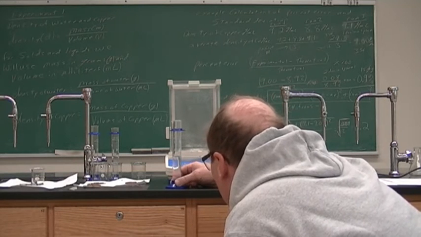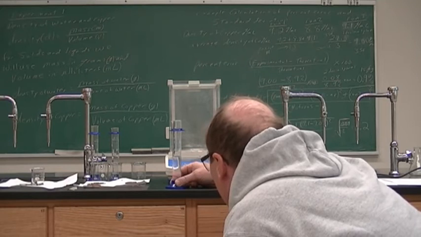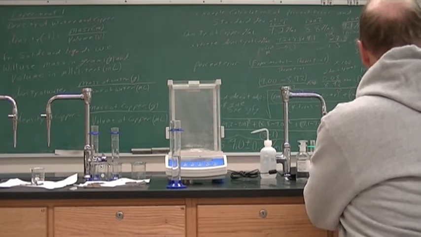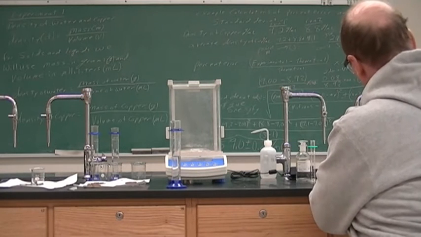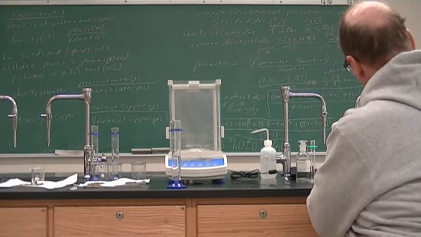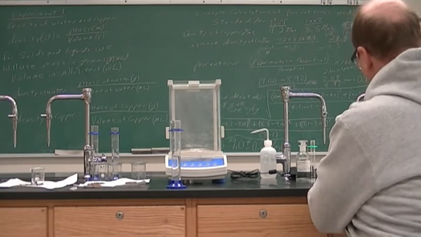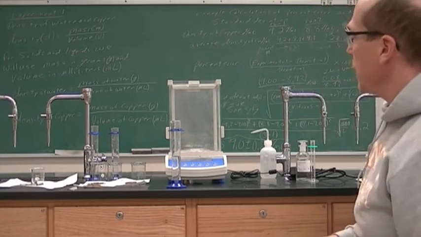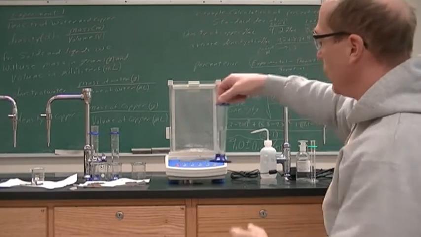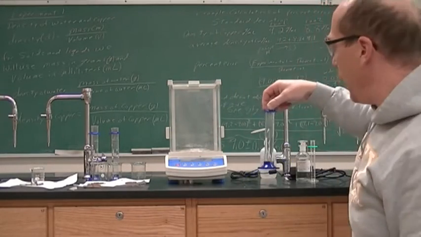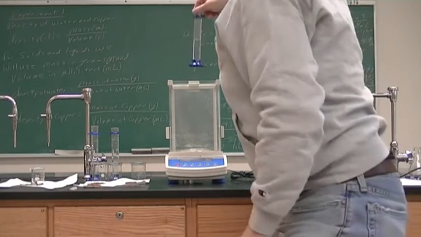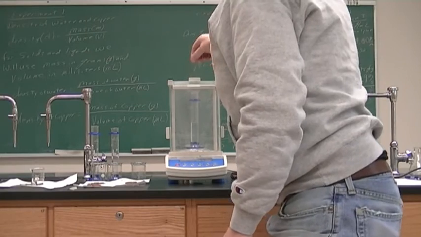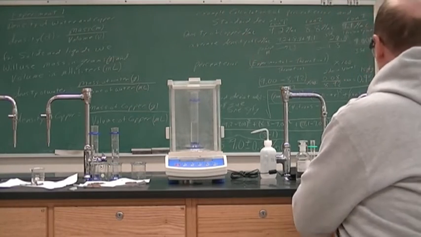And so that is 33.1 milliliters. So the volume of the water is 33.1 milliliters. And now it says to weigh it. So we check to make sure we're at zero on our balance and it's in grams. That is correct. We are going to put this on here, close it, and we will get our mass.